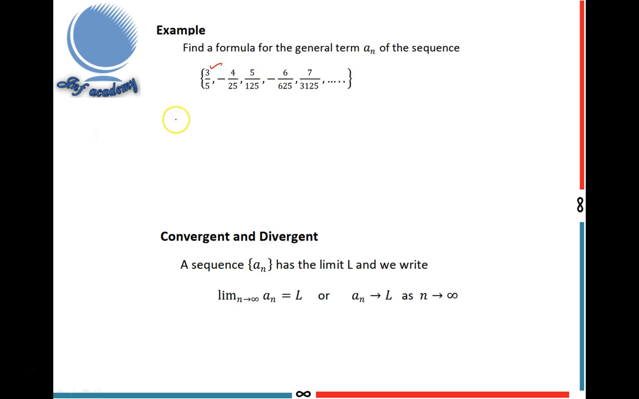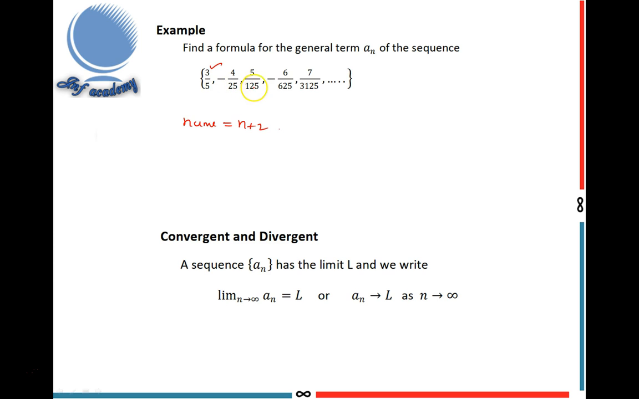So, in general, the nth term will have the numerator n plus 2, because the first term is 1 plus 2, the second term is 2 plus 2, then 3 plus 2, 4 plus 2, and so on. So the general nth term will have a numerator equal to n plus 2. Next, analyze the denominator. The denominators are the powers of 5.